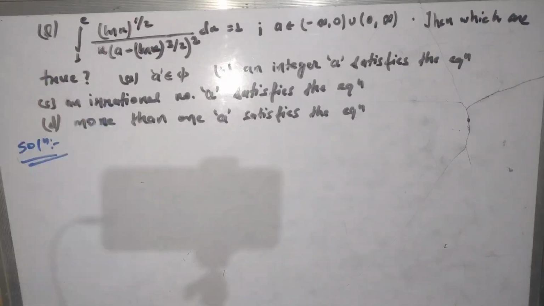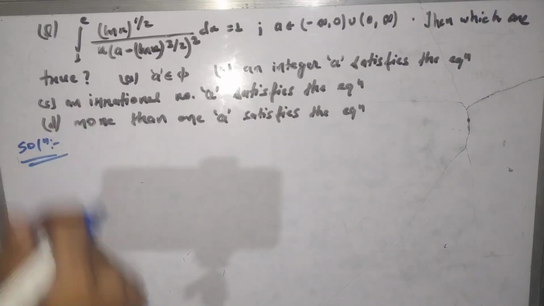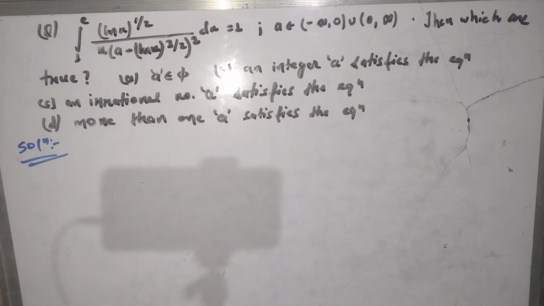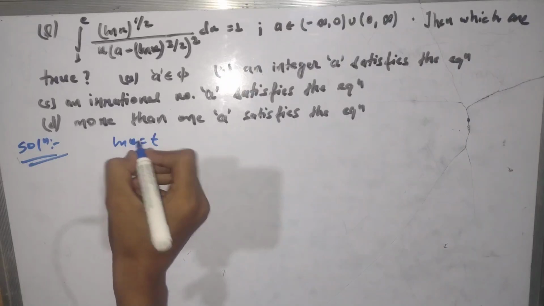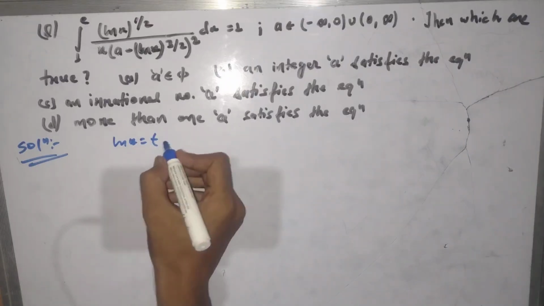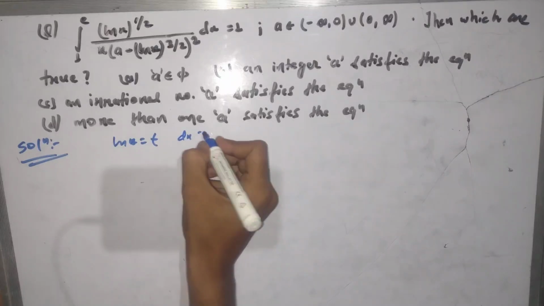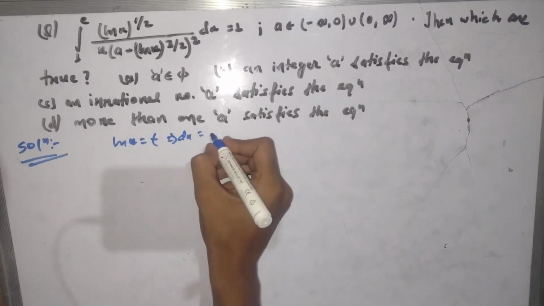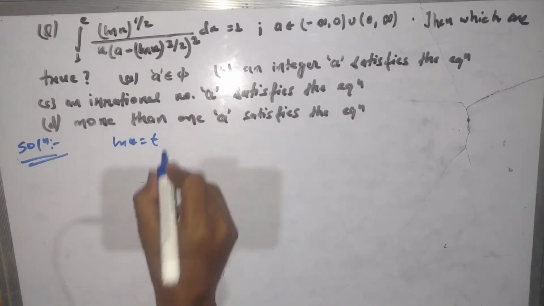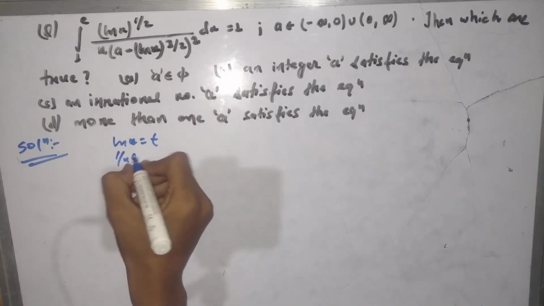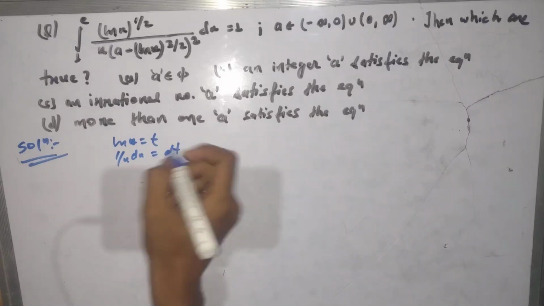Here, looking at the numerator, we can see that it's ln x, and in the denominator it's 1 upon x, and in the denominator we have nx. So for the sake of simplicity, we can assume that ln x is t. Then this implies that 1 by x dx would be dt.